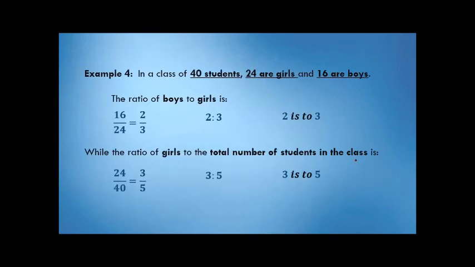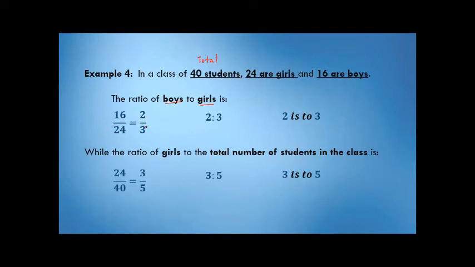Let's have example number 4. In a class of 40 students, 24 are girls and 16 are boys. So itong 40 students, that is the totality of the students. Now, merong girls na 24 at meron naman 16 na boys. So kung ang binabanggit ay the ratio of boys to girls, so nauna ang boys followed by girls. So that is 16 boys over 24 girls.